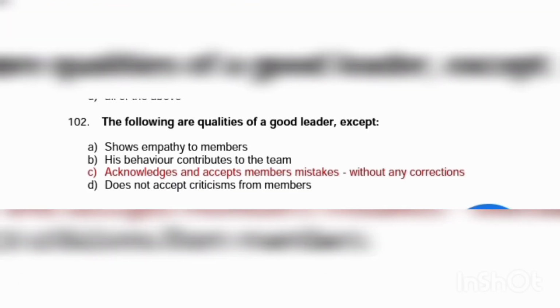Next question. The following are qualities of a good leader except option A, shows empathy to members, option B, his behavior contributes to the team, option C, acknowledges and accepts members' mistakes without any corrections, option D, does not accept criticism from members. It's quite evident that option C is the right answer, acknowledges and accepts members' mistakes without any corrections.